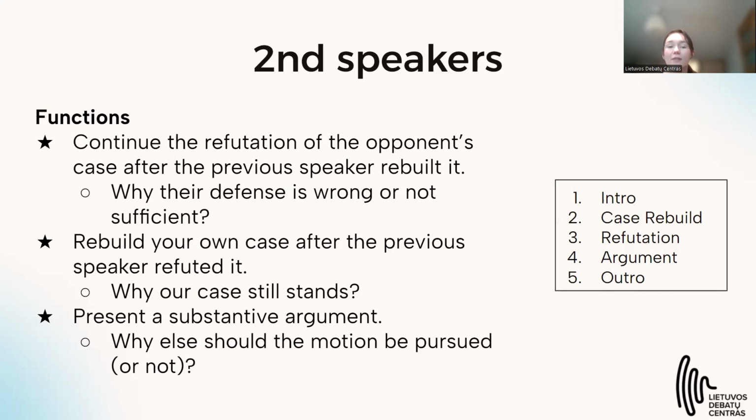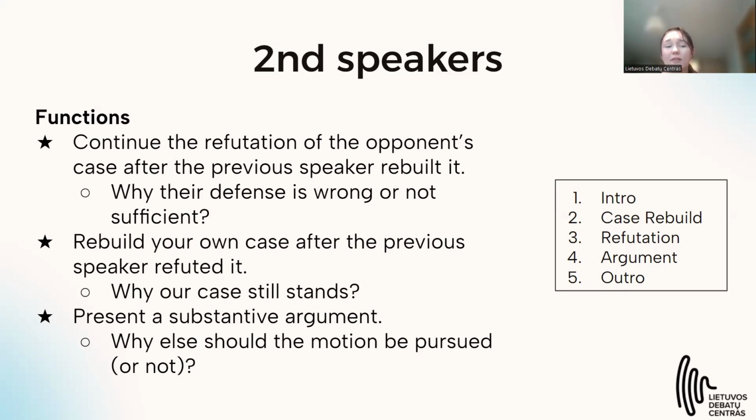But also, you're going to have to refute the case that your opponents rebuilt. For example, the second proposition speaker came and rebuilt everything that the first opposition speaker refuted. For example, they provided new examples, maybe new material for their arguments to the judge, and you believe that these arguments are still standing, so I have to refute them. So this is a big function that the second speakers have. To know how to do this, you simply have to ask the question why the opposing team's defense is wrong or not sufficient, and why our world is better off without it, right?